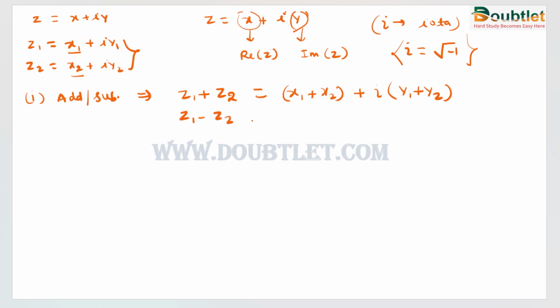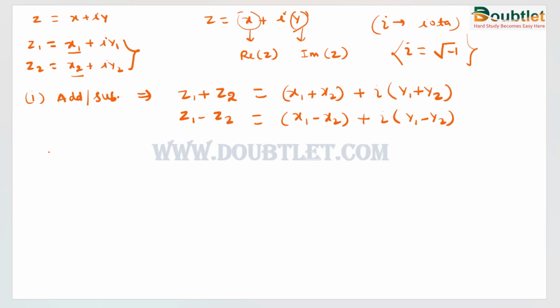Similarly, if we need to subtract z2 from z1, what will we do? We will again follow the same rule of considering the real part first and then the imaginary part simultaneously. We can write this as x1 minus x2. This is the real part, and the iota coefficients are y1 minus y2. So this is how addition and subtraction are performed on the complex number system.